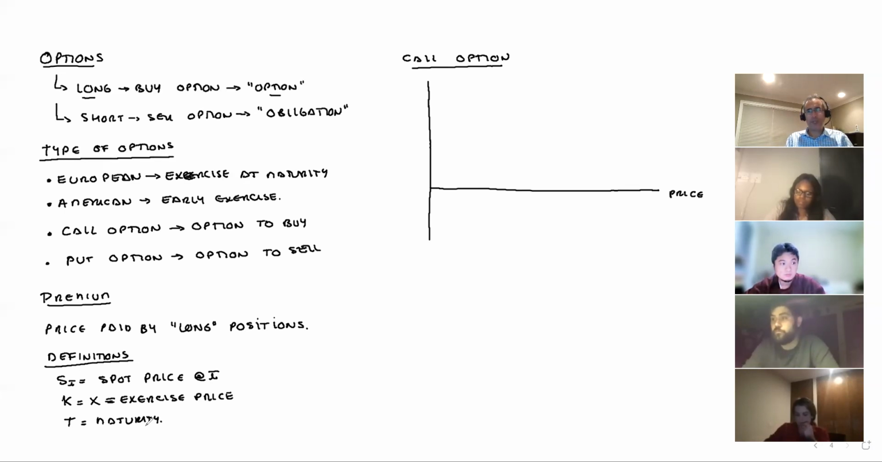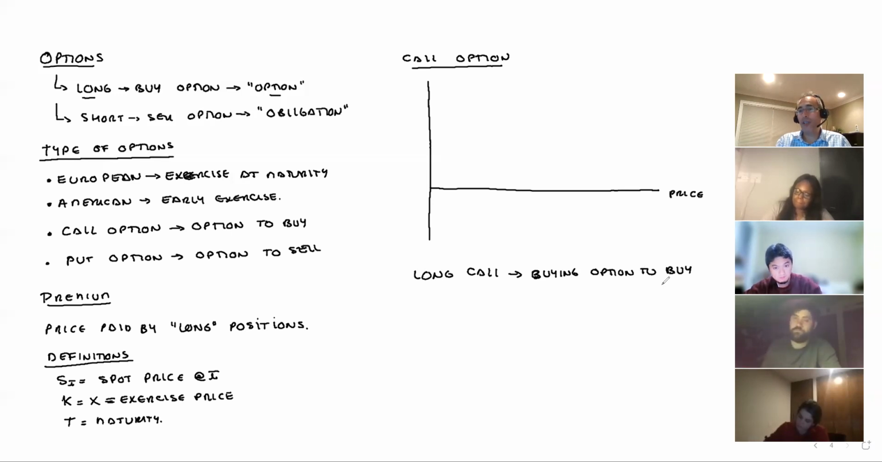Okay. So basically, guys, the call option, if you do a long option, a long call, what do you want? Basically, you are buying an option to buy. Do you agree? So if you are long call, what you're doing is you're buying an option to buy. Correct? And let me explain what the meaning of that is.